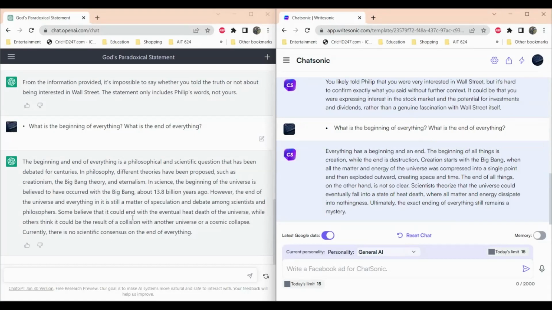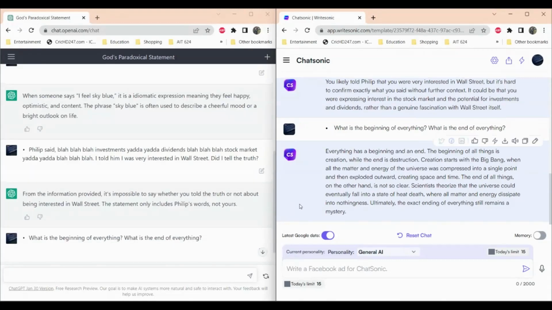So it seems like the answers for this are similar as well, from both ChatSonic and ChatGPT. I'm assuming that they're both trained on different sets of data, and that's why their responses are a little bit different, but they all mean the same thing. Both of them mean the same thing. It's just they're saying it in different words.